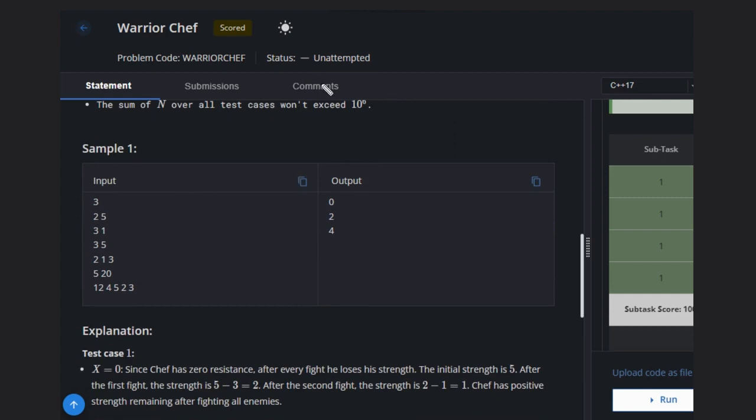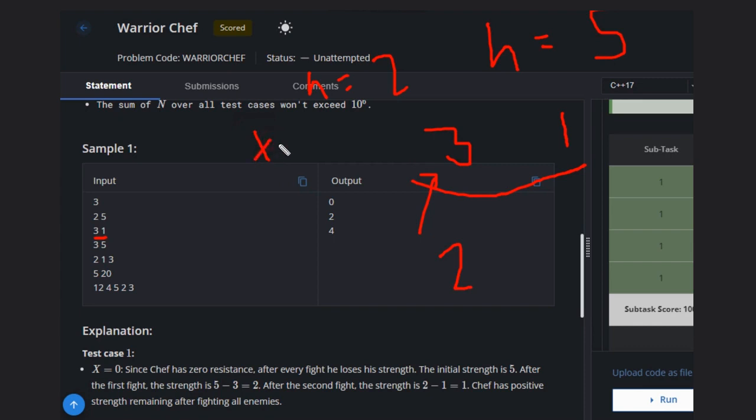In the first case, we have N equal to 2 and the strength H is 5. The enemies have strengths 3 and 1. So what is possible? First Chef attacks this person and defeats him, so Chef's energy will be 2. Let's suppose we have X as 0. The enemy's strength is greater than 0, so energy will be reduced. If he defeats this person, the energy remains 2. Then it comes to this person, 1. Then he can defeat this person also. The last energy is 1, which is greater than 0. That means Chef can win from here.